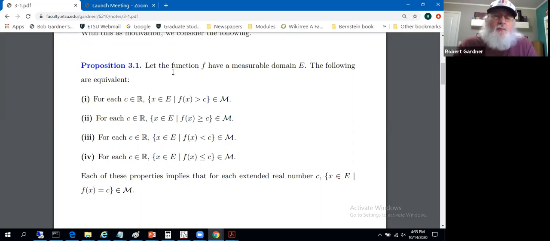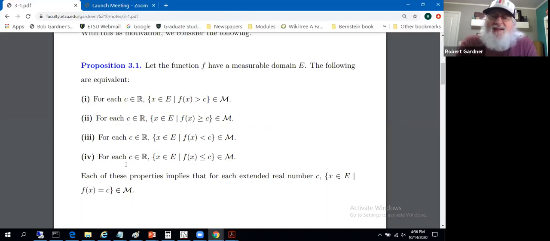Proposition 3.1 gives 4 properties, each equivalent to the other. Let the function f have a measurable domain E. The following are equivalent. The set of x values for which f of x is greater than c is measurable for all c a real number, is equivalent to the set of x values such that f of x is greater than or equal to c is measurable for all c a real number, is equivalent to the set of x values for which f of x is less than c is measurable, or the set of x values such that f of x is less than or equal to c is measurable for all c a real number.